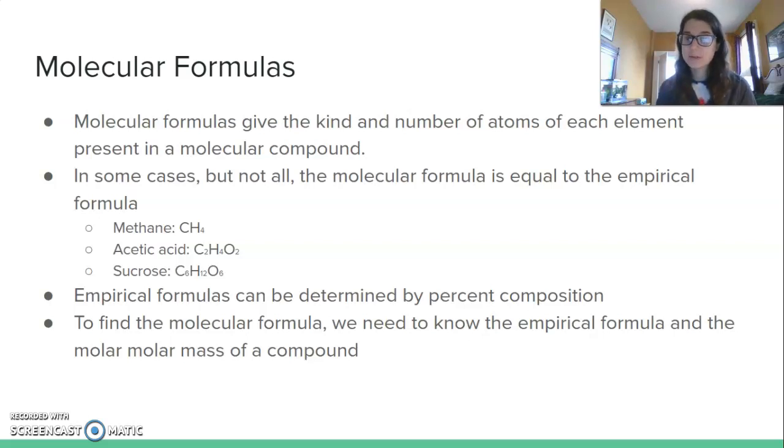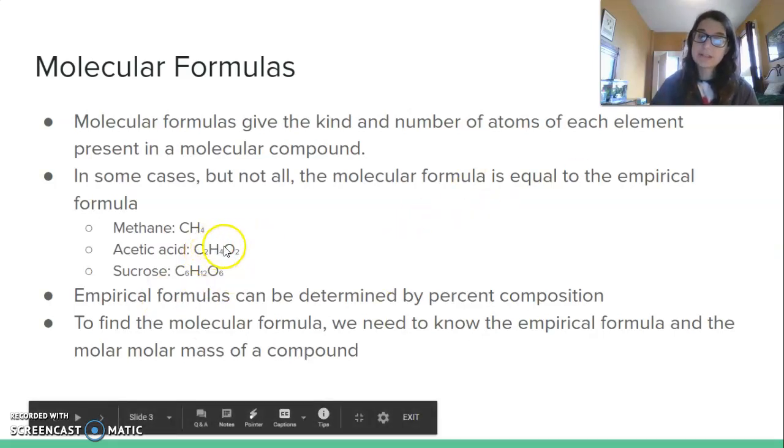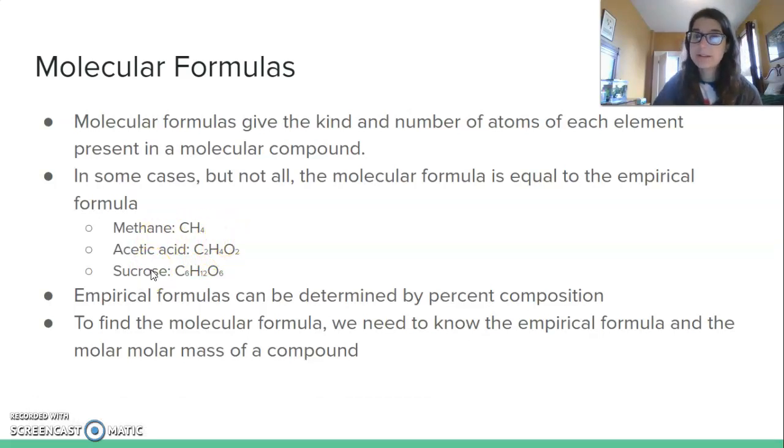But acetic acid, which is vinegar, basically, C2H4O2, that molecular formula is going to be different than the empirical formula. The empirical formula is going to be CH2O. Its molecular formula is C2H4O2. And sucrose as well is going to have a different empirical formula than molecular formula. We can reduce these down to CH2O as well. So acetic acid and sucrose have the same empirical formula, but very different molecular formulas.